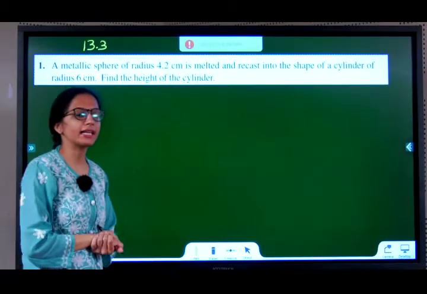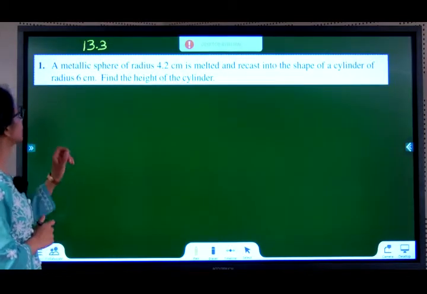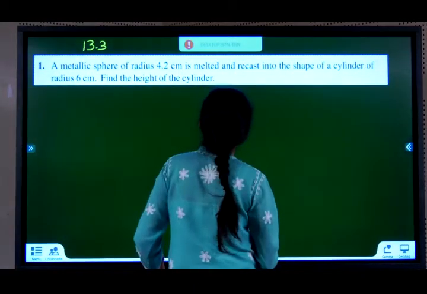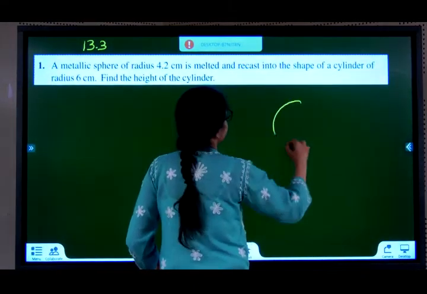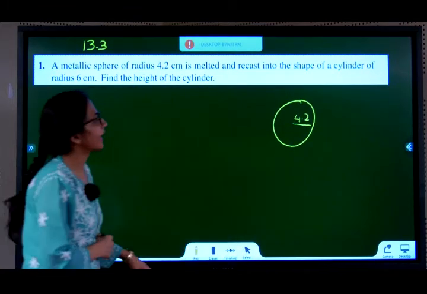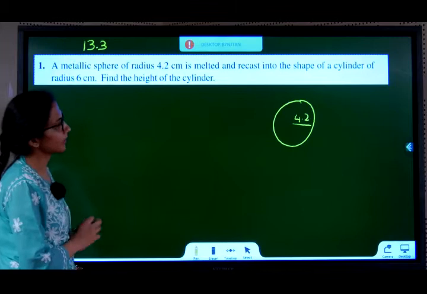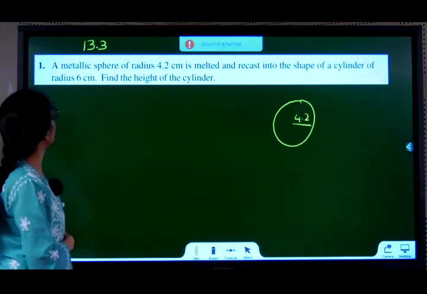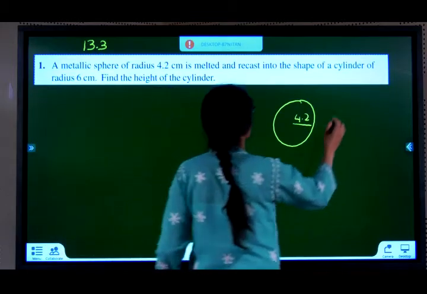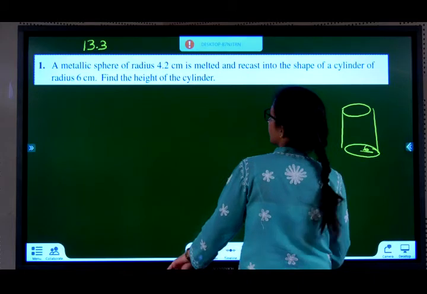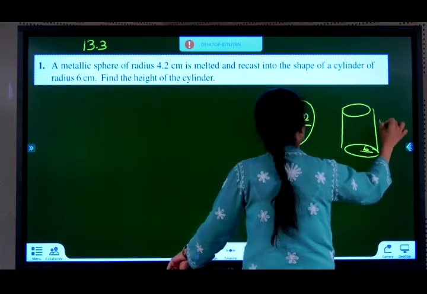Let us now begin with exercise 13.3. First question. A metallic sphere of radius 4.2 centimeters is melted and recast into the shape of a cylinder of radius 6 centimeters. Find the height of the cylinder. Recast means it's melted and remade.